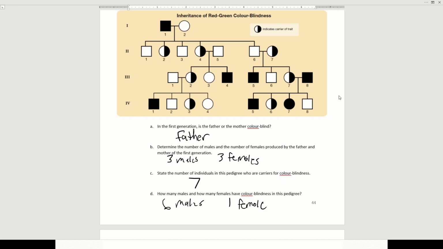And you can see that in the female that got it, the mom was a carrier and the dad had it. That's the only way for a female to get it, is the dad has to have it and the mom has to be at least a carrier for it.